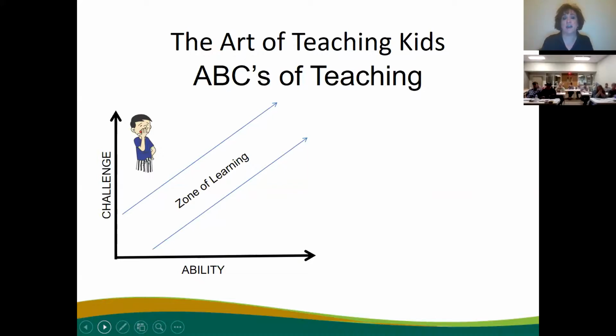Conversely, if a child is challenged too much and doesn't have the ability to meet that challenge, they're going to find it boring as well because they're going to be struggling. So if you keep it balanced, just the right amount of challenge to meet their abilities, you have engagement in the program.